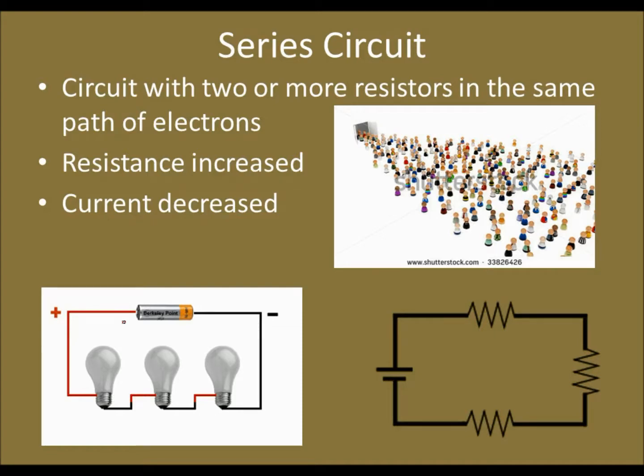So current, or the speed of the electrons, is going to decrease, and that is because resistance increased. They were all mulling around, but then they had to squeeze through this tiny door, so your resistance to them getting out of the convo just suddenly increased. So with a series circuit, resistance is high and current is low.